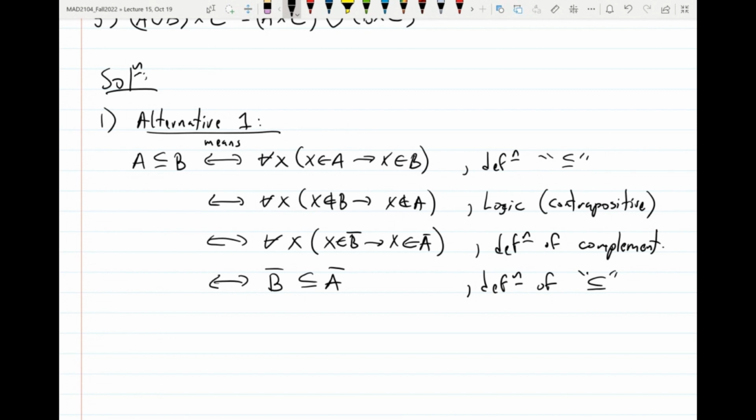Okay? So these two statements are equivalent, but as you can see, what's really going on here is this contrapositive. Right? What really is happening is the contrapositive. This is the contrapositive version in logic, but this is at the set level. Okay? All right. Questions about this approach?